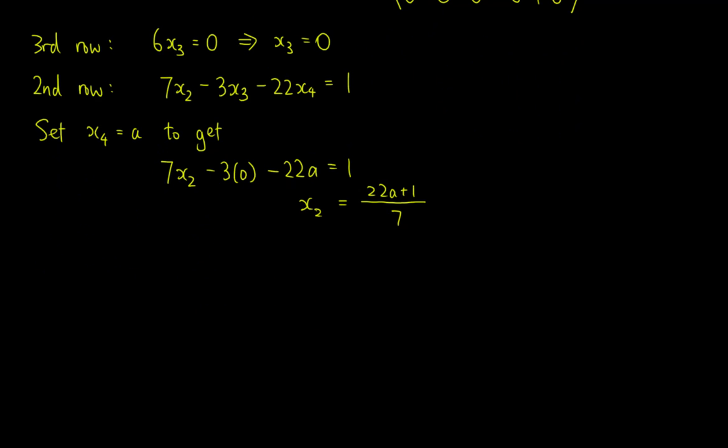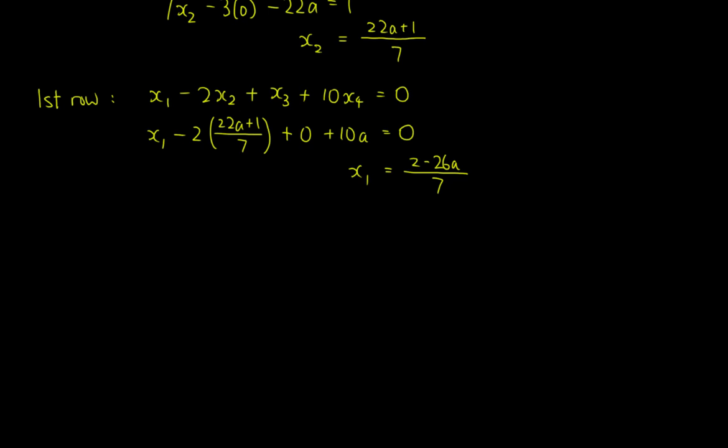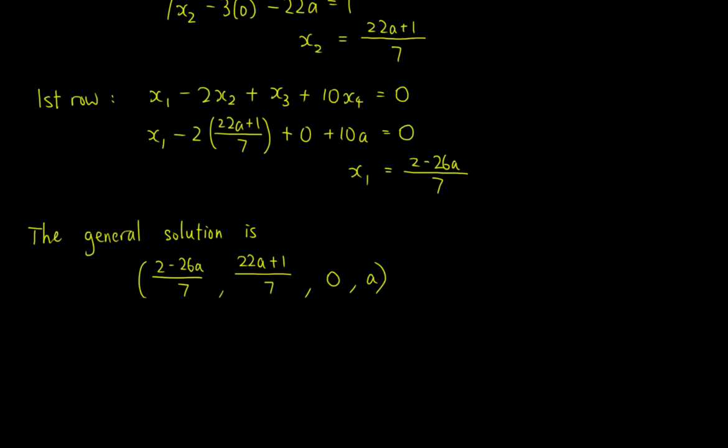Lastly, the first row gives x1 minus 2x2 plus x3 plus 10x4 equals 0. So we substitute the expressions for x2, x3, and x4 to get x1 minus 2 times (22a plus 1) over 7 plus 0 plus 10a equals 0. So we have x1 equals 2 minus 26a over 7. Therefore, the general solution is (2 minus 26a over 7, 22a plus 1 over 7, 0, a), where a is a real number.